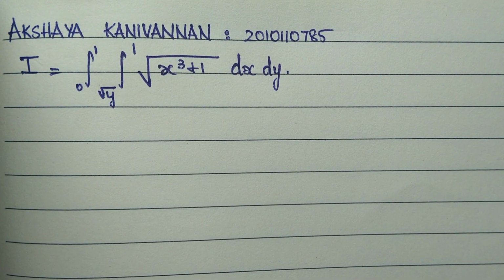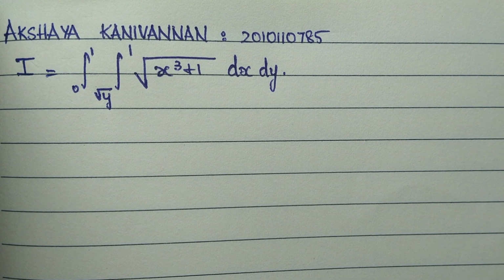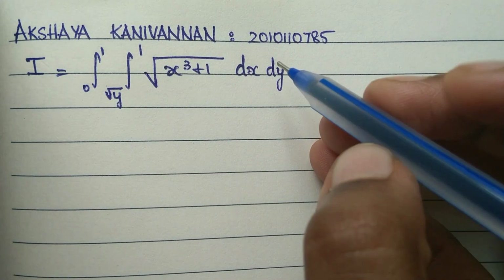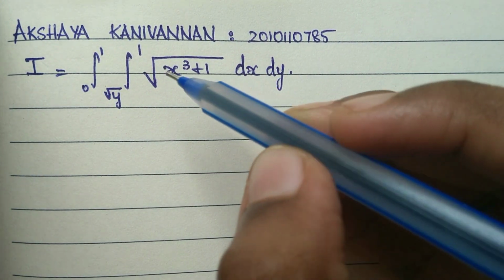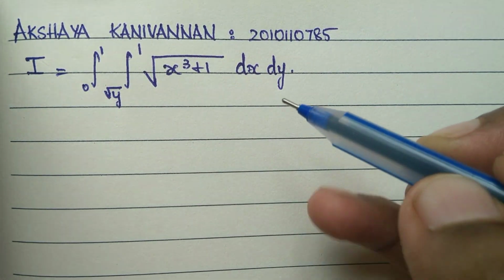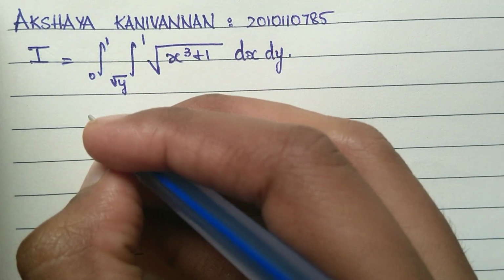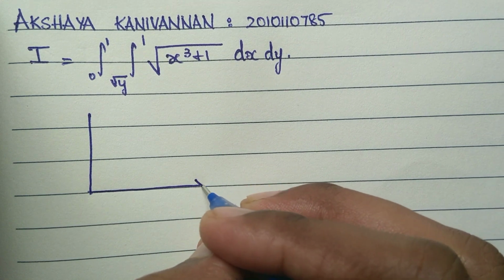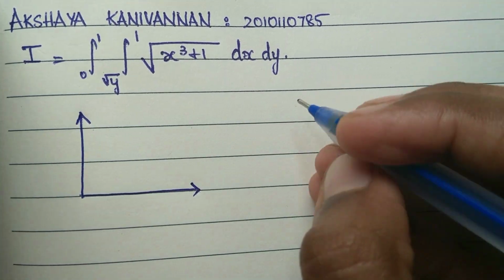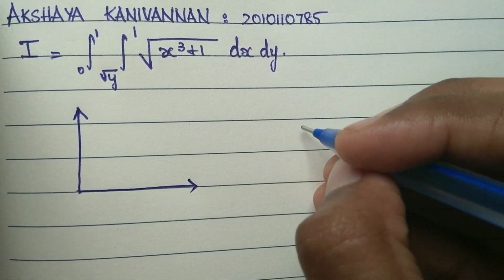So this is the question that was given to us. At a glance we can see that integrating with respect to x is a little difficult, so we'll be switching that up. For that, let's draw the graph. And let's write the limits.